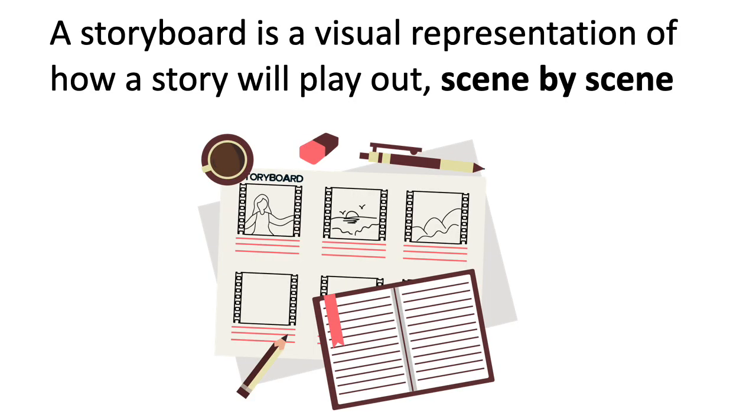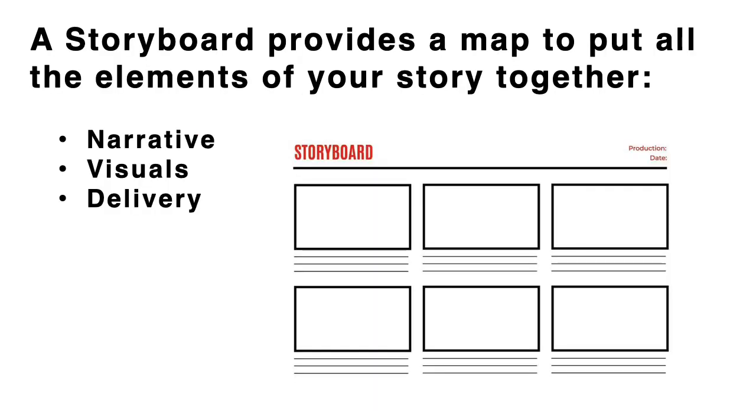So first of all, what is a storyboard? A storyboard is just a visual representation of how a story plays out, scene by scene. So a storyboard provides a map to put all the elements of your story together. It puts the narrative, which is the narrative structure, the ABT, the visuals, and John just talked to you about some important elements of visuals, and delivery. And Brian Palermo will be working with you on the delivery connections, how to connect with your audience through emotional connections and how you present yourself.